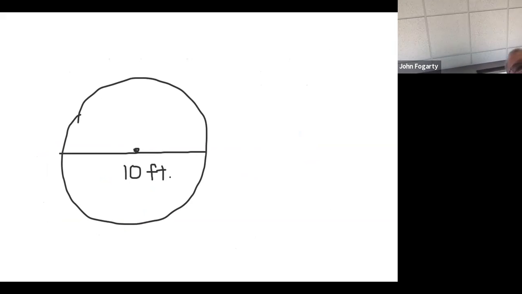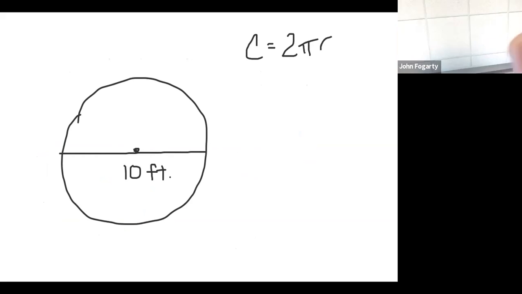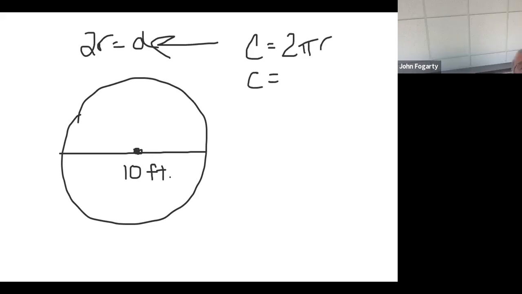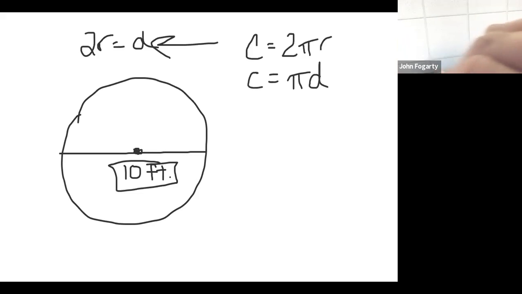You have a circle, and that's obviously a diameter, and the diameter is 10 feet. What's the circumference? Well, the circumference is 2 pi r. But we learned earlier that 2r equals d, right? So I know that 2 times 5 would be 10, and 2 times r is d. I know what d is. So I'm just going to go pi d. So 10 pi.